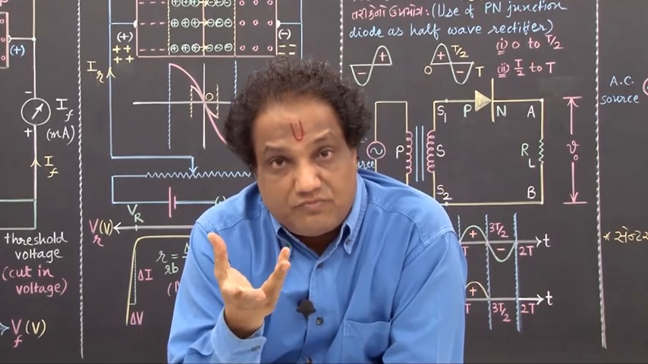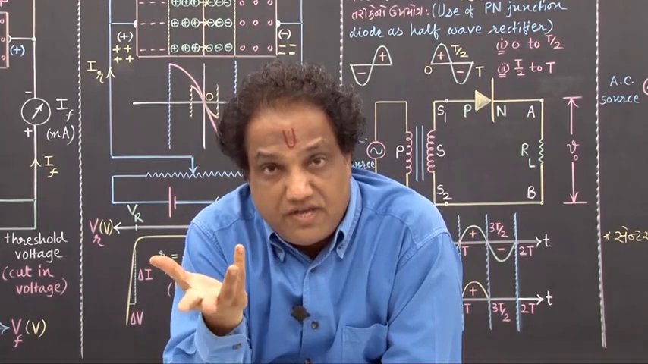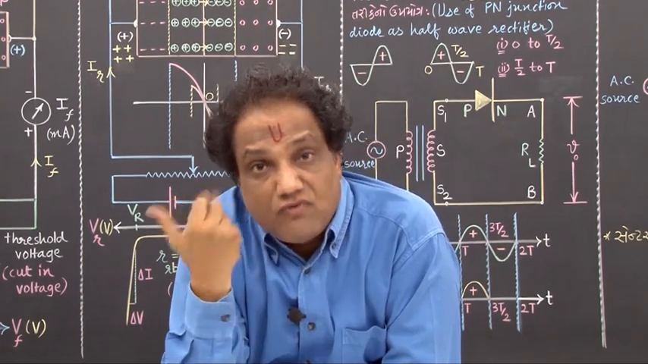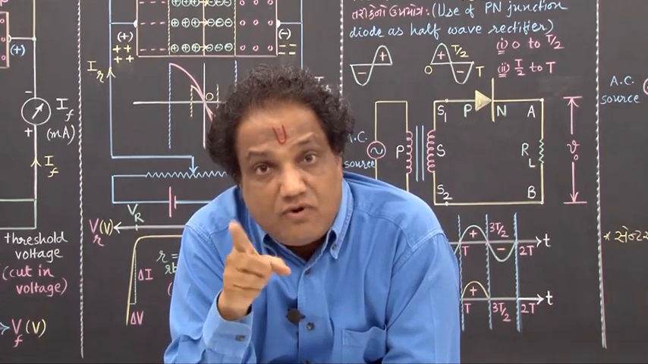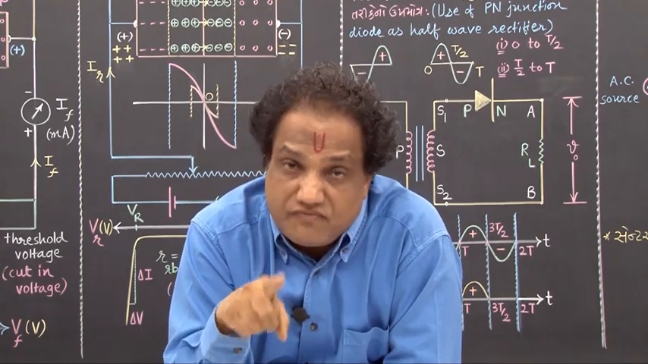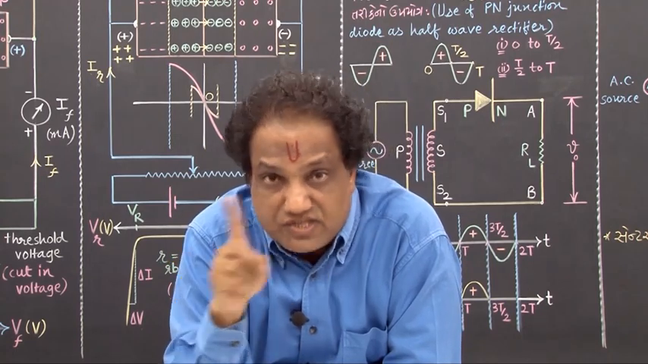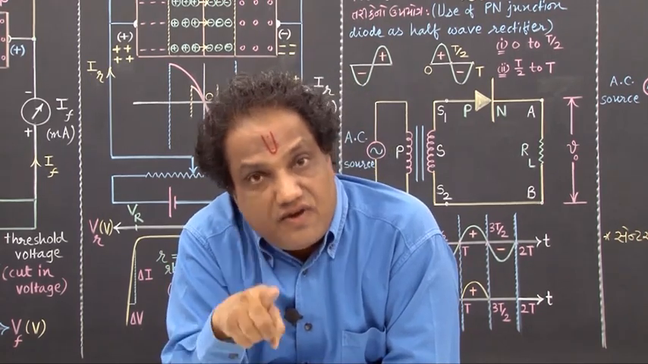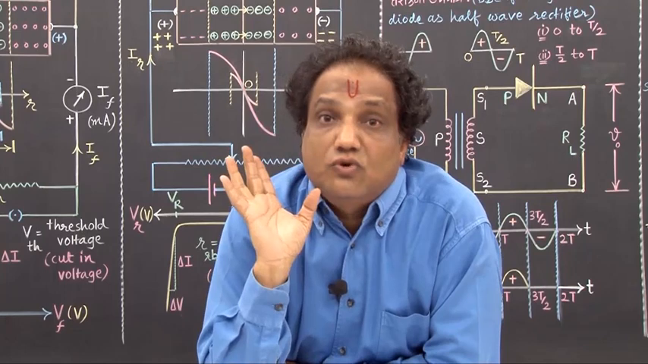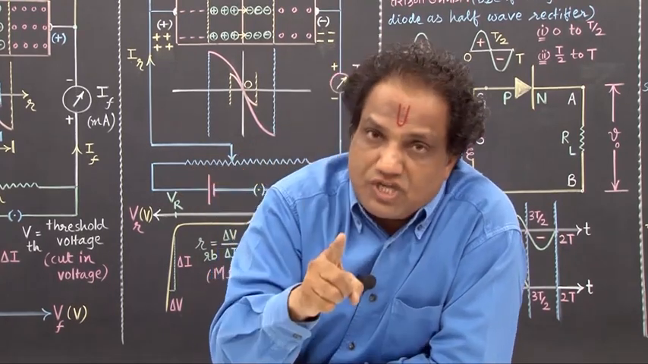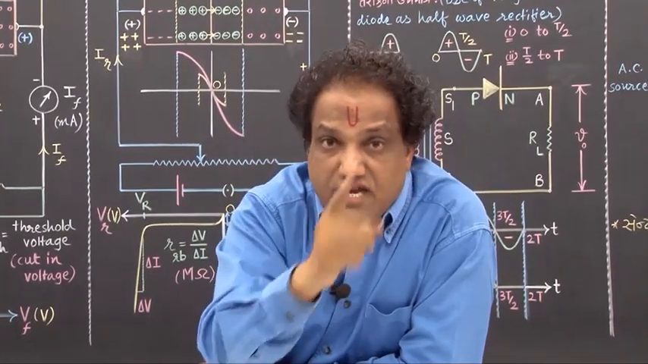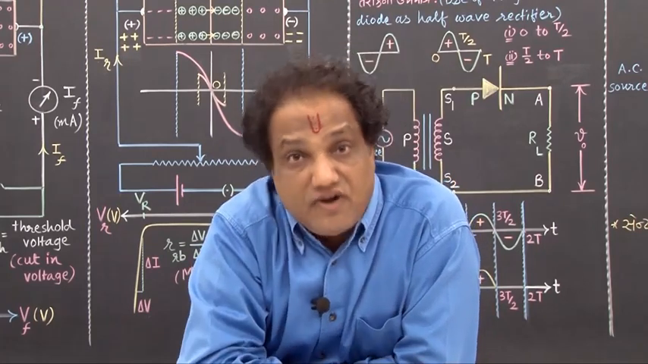But then to run some household appliances like radio, TV, the cell phone charger, we require power in the form of DC. Then what to do? Whatever power we are getting in the form of AC, we should convert it into DC. So we require some device which can do this job. That device is known as rectifier, and the process of converting AC into DC is known as rectification.